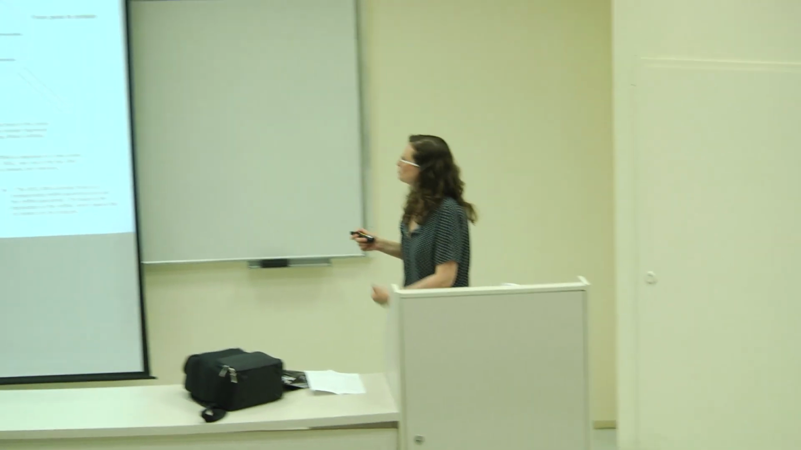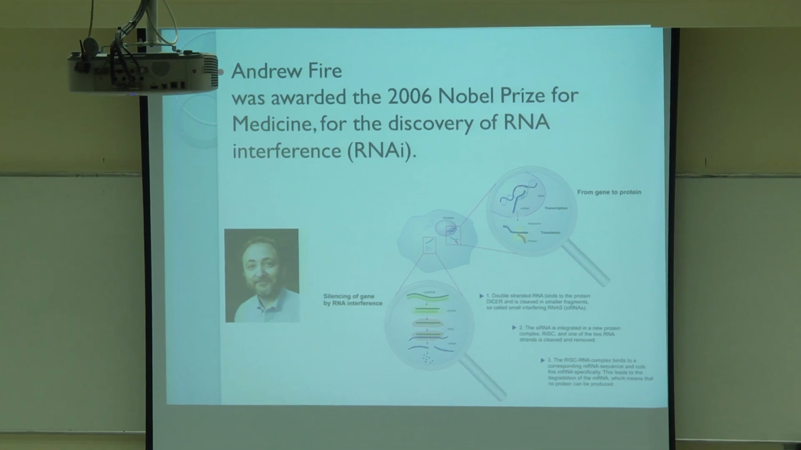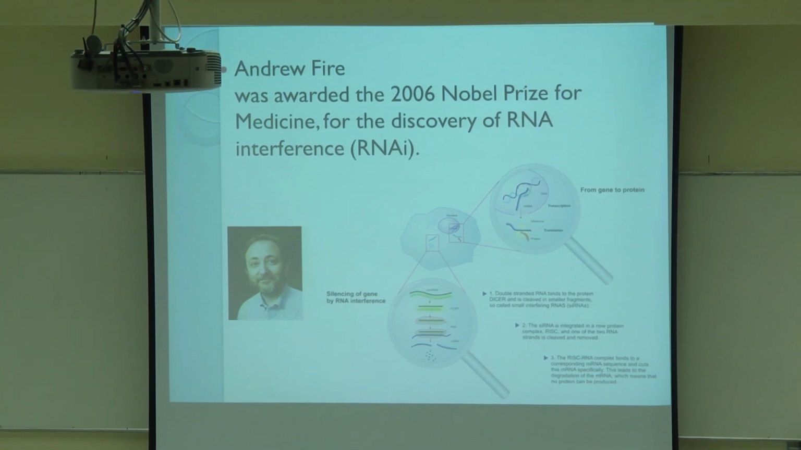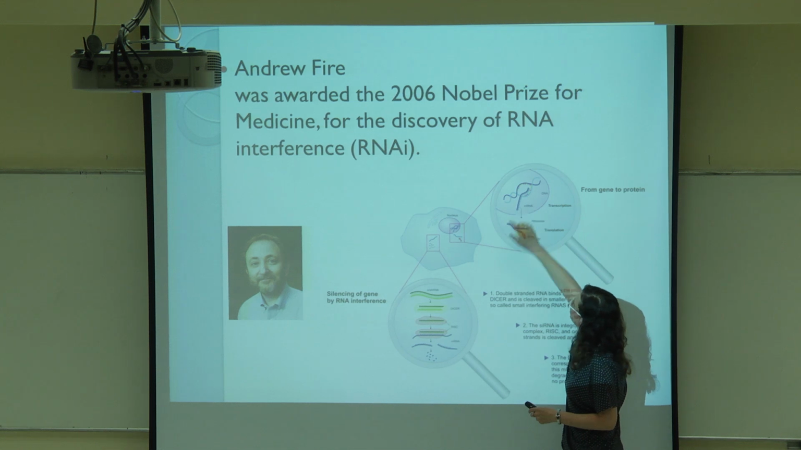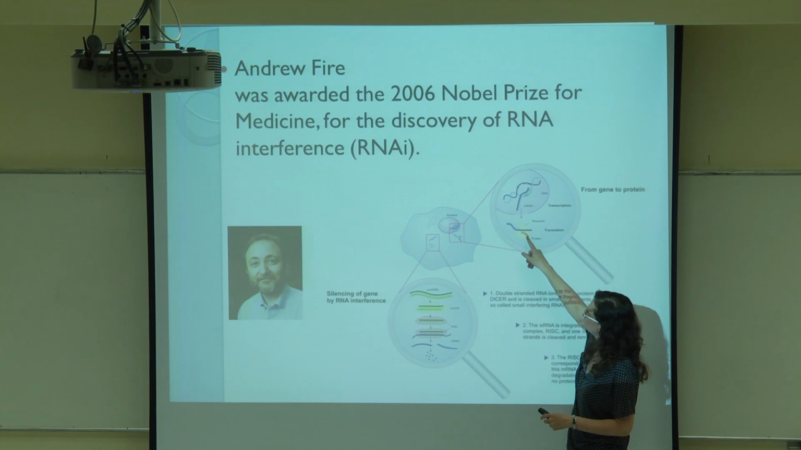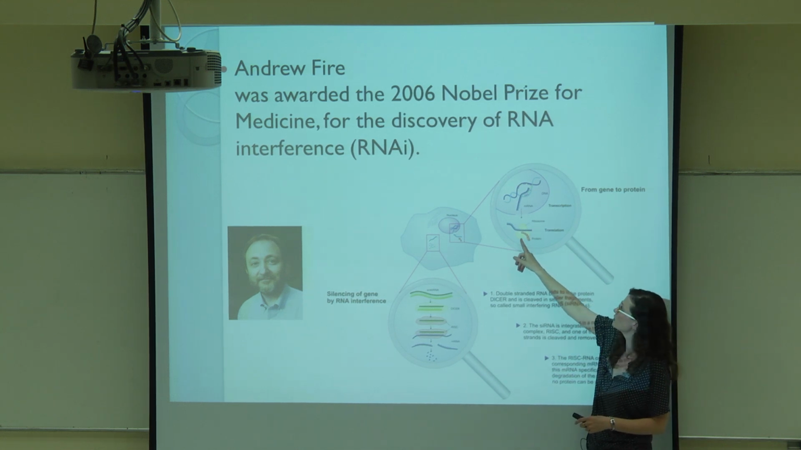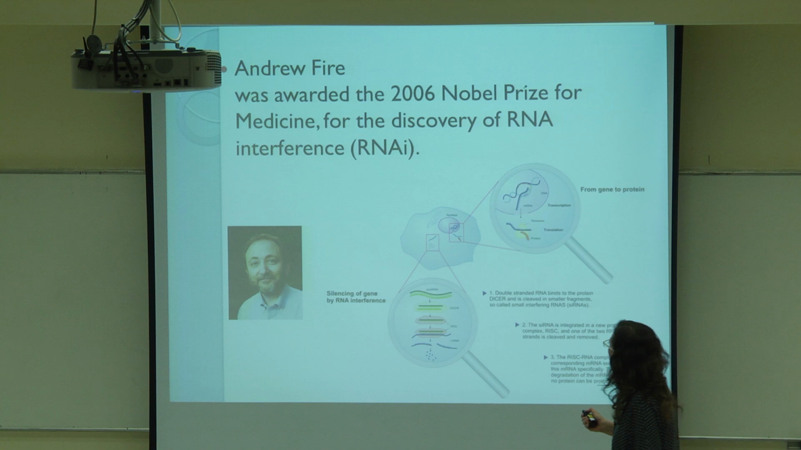Another Nobel Prize. So Andrew Fire was awarded the Nobel Prize for discovery of the RNA interference. So this is the mechanism of microRNAs, but other RNAs as well. And here you see how it works. So this is the mRNA molecule. It is then exported to the cytoplasm, where it forms the protein. This is a growing protein. And what's the yellow part? Ribosome, right.